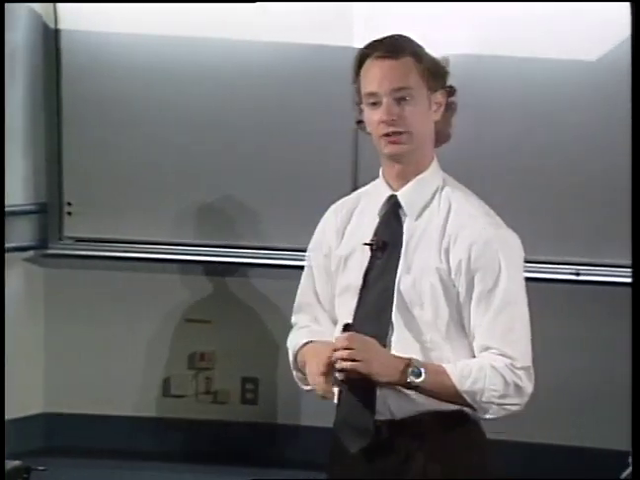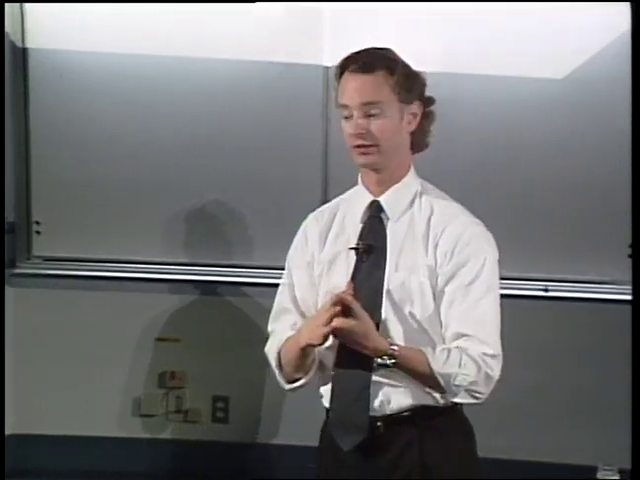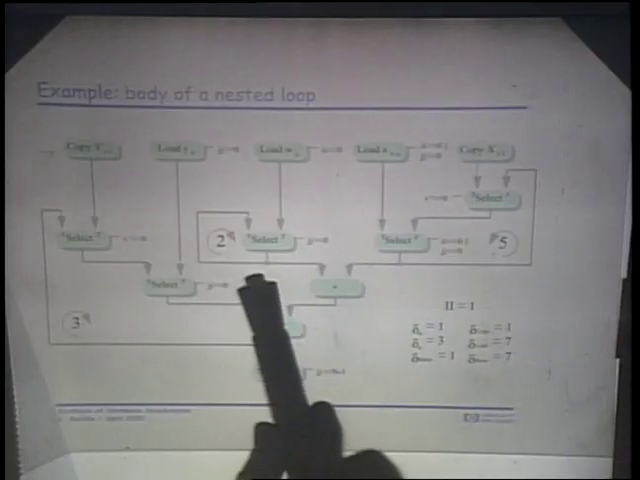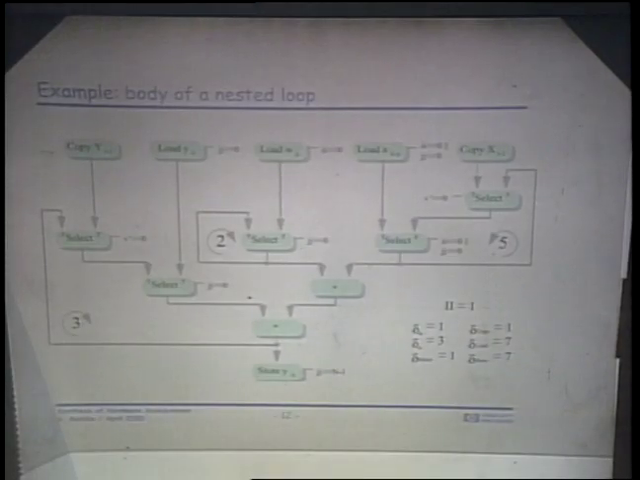The circular edges are essentially loop carry dependencies. So this select is getting its input from either the load operation or the value produced by the select 2 iterations ago. What these cyclic edges are saying is that I'm going to need some buffer. If I need the value two iterations ago, I'm going to have to store up some values in order to get the second iteration.